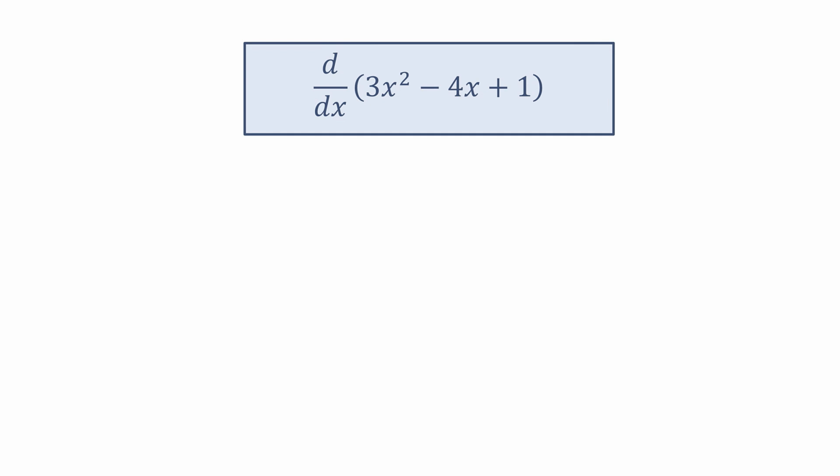Let's start off with just a simple polynomial function. I know I can differentiate all three of these terms independently. When I differentiate the first term, 3x squared, I'll use the power rule, which tells me I can take the exponent, multiply it by the coefficient, and then reduce the exponent by 1. So the derivative of 3x squared becomes 6x to the power of 1. Minus, when I differentiate 4x, the derivative of 4x is 4, and the derivative of any constant is 0. So my derivative is 6x minus 4.